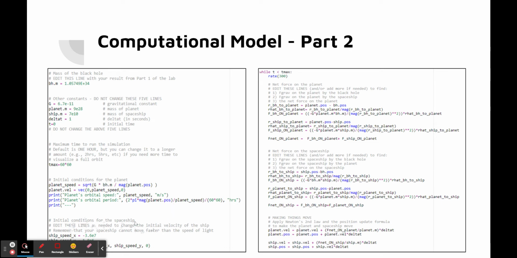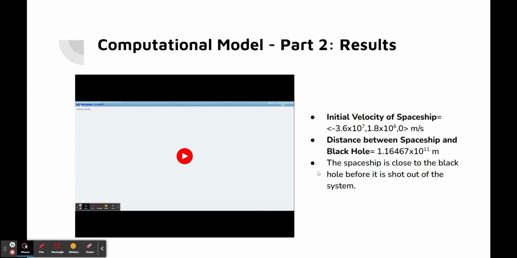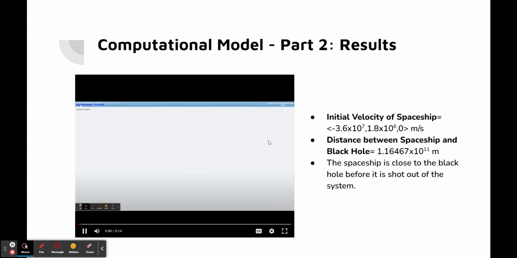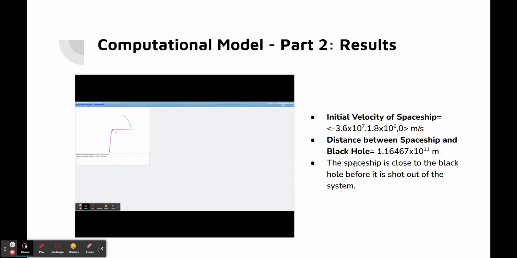So our initial velocity will be right over here, and this is what it looks like. As you can see, the magenta line is the spacecraft. And so you have the initial velocity, the distance between the spaceship and the black hole, and the spaceship is close to the black hole before it is shot out of the system.